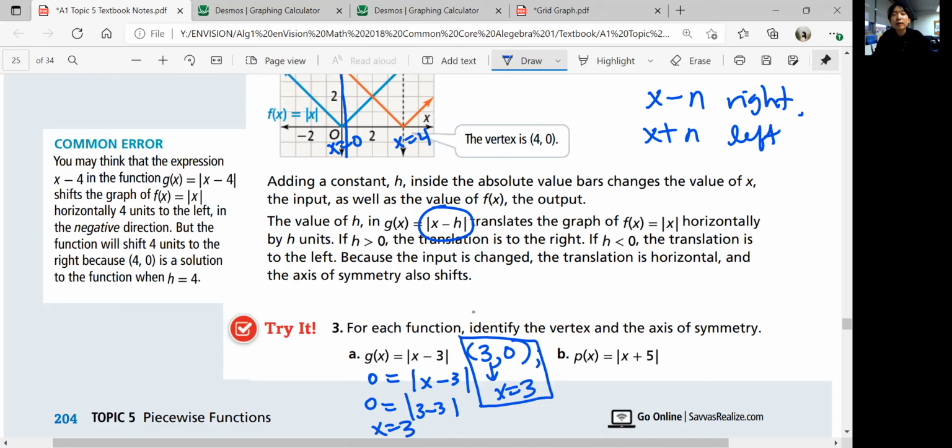What about part B? It needs to make 0, right? So -5 plus 5 makes it 0. So your vertex is -5, 0, and your axis of symmetry is x equals -5. Okay? Whatever your x value is, put it into a line. That is your axis of symmetry.